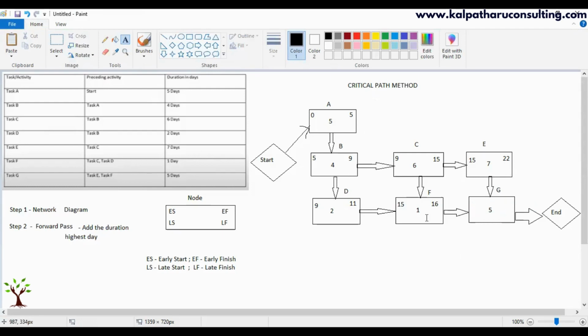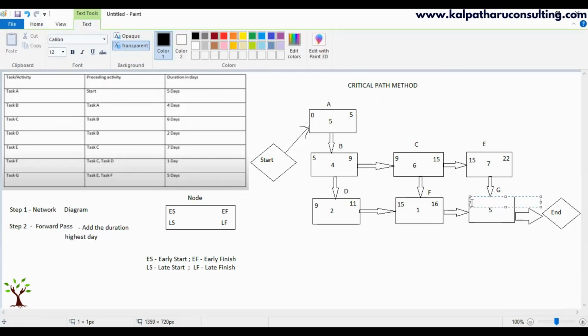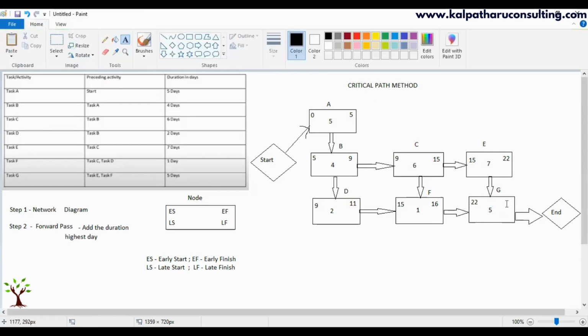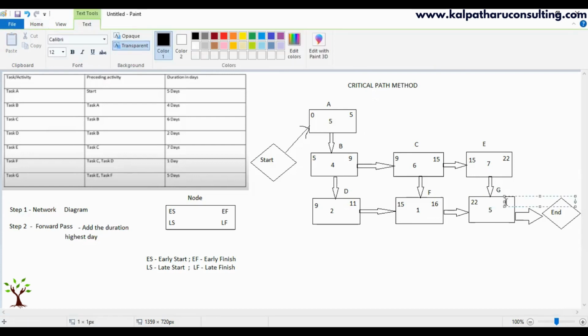Okay, F completes on the 16th day. E completes on the 22nd day. As we are going to take the highest number, 22. You are right. Okay, and then 22 plus 5 is? 27. So which means that we are going to complete the project in 27 days.